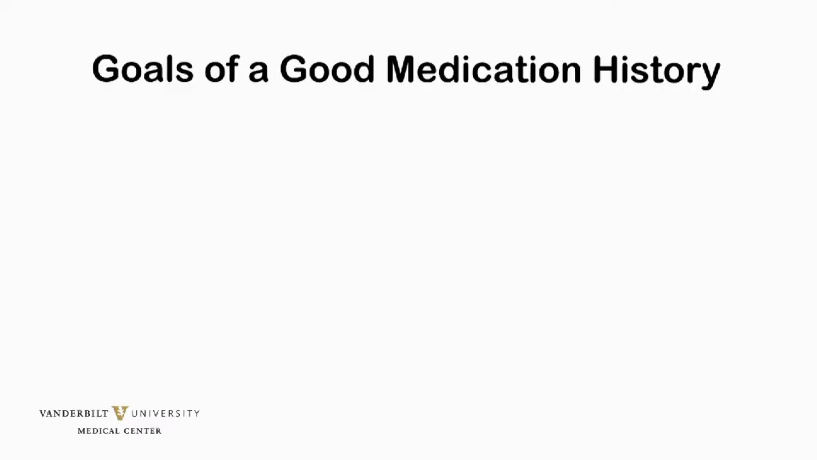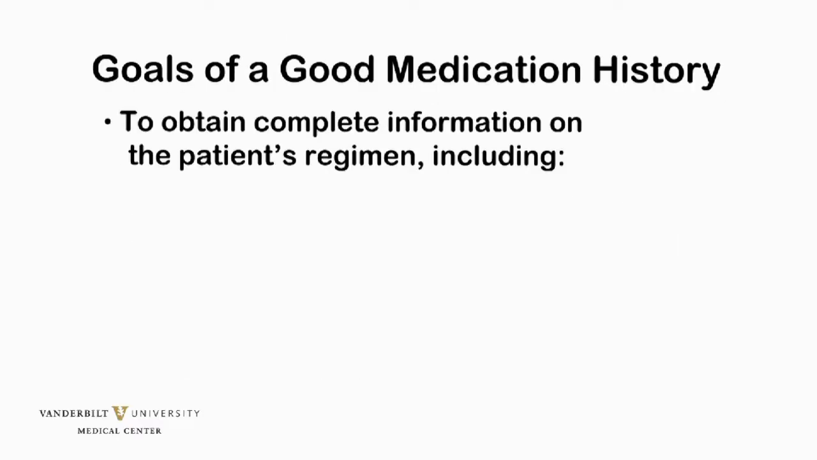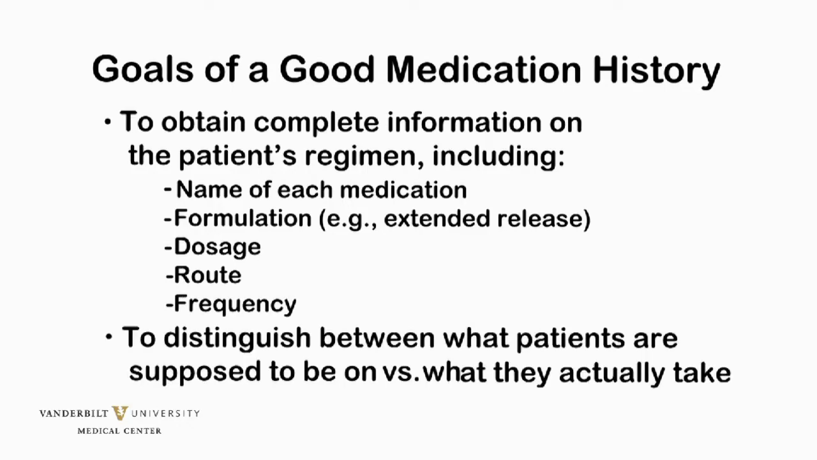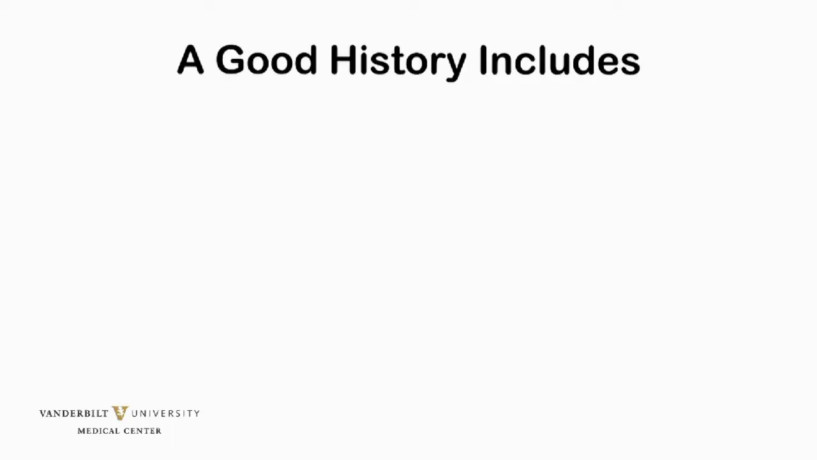The goal of a good medication history is to obtain complete information on the patient's regimen, including the name of each medication, the formulation, the dosage, route, and frequency. You should also distinguish between what patients are supposed to be on versus what they actually take. A good medication history also ideally includes other aspects of the medication regimen, such as indications for each drug.